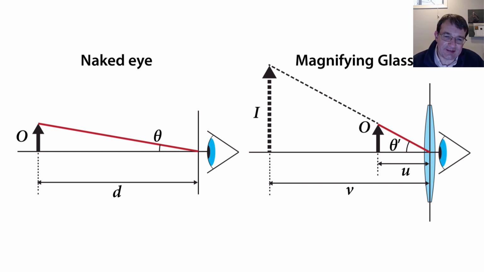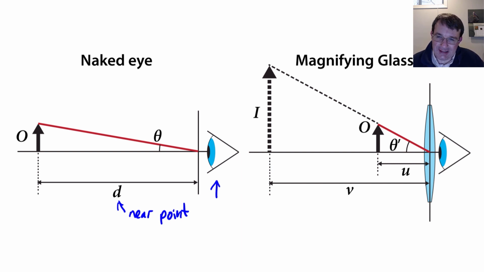So in the first instance with the naked eye, what happens here is our observer, represented by this eyeball, will place an object as close as they can to their eye and still focus on it. And so this distance here is called the near point of vision. This is the shortest distance at which you can focus on an object using your eyes.